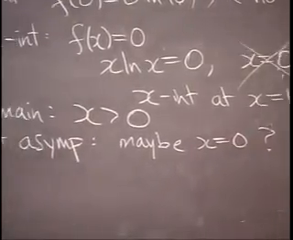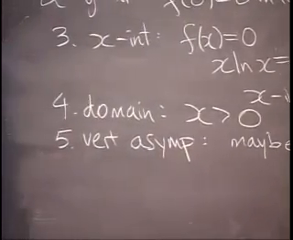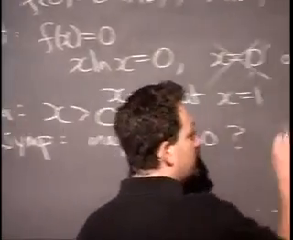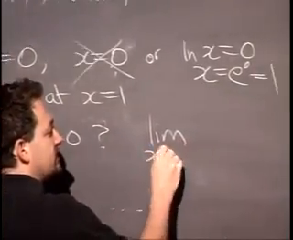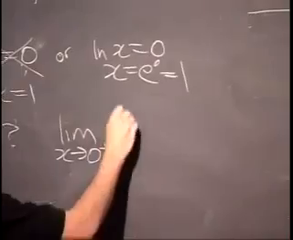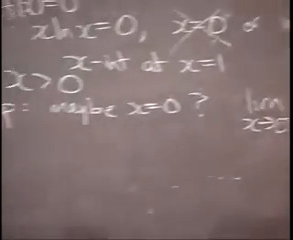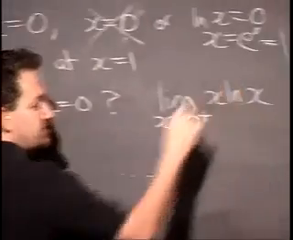I don't know. That's a tricky point. We're going to have to come back to that. Actually, if you really want to know what happens, take the limit as x goes to 0 from above of x log x. Why from above? Because there is no from below as far as log's concerned.